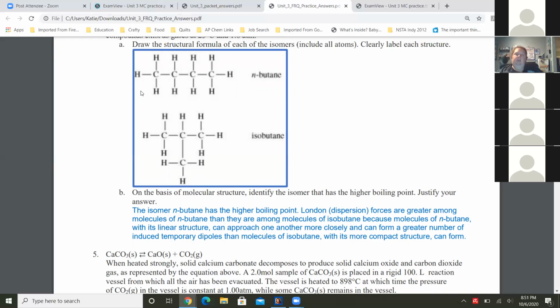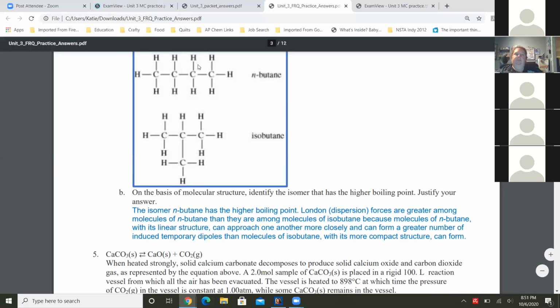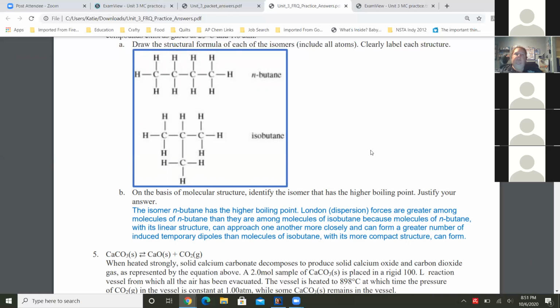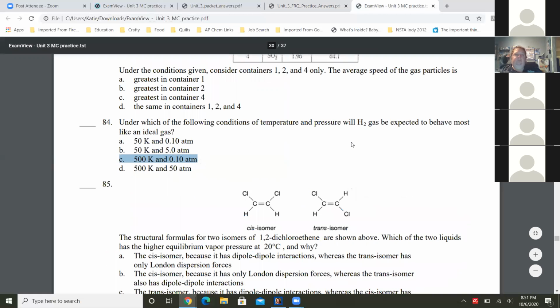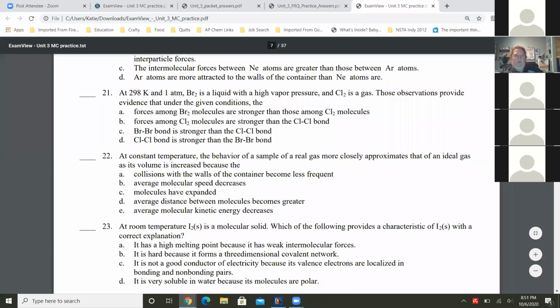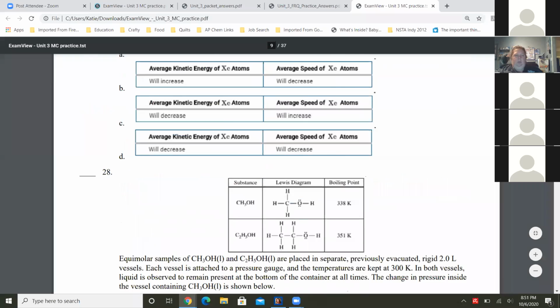Anything else? On number 29 on the multiple choice, it's talking about carbon chains and why it's harder to break longer carbon chains. Yep. I was wondering what we need to know about that, or if we need to know why.